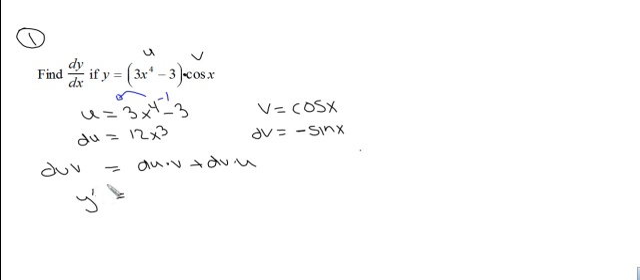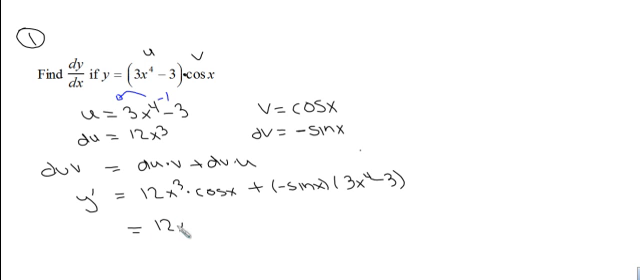So my derivative is going to be the derivative of u times v plus the derivative of v times u. So my derivative is going to be 12x to the third cosine of x minus (3x to the fourth minus 3) times sine of x.